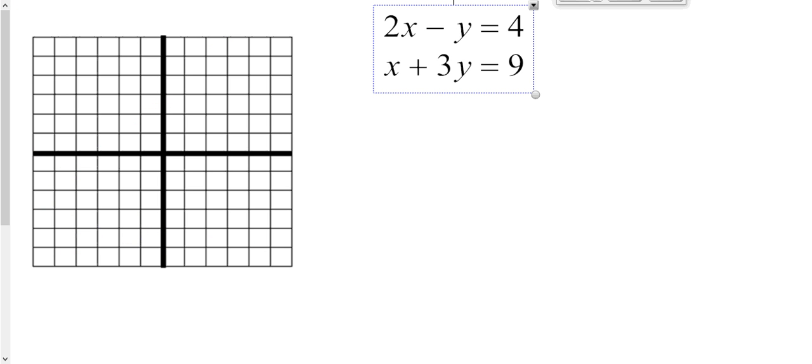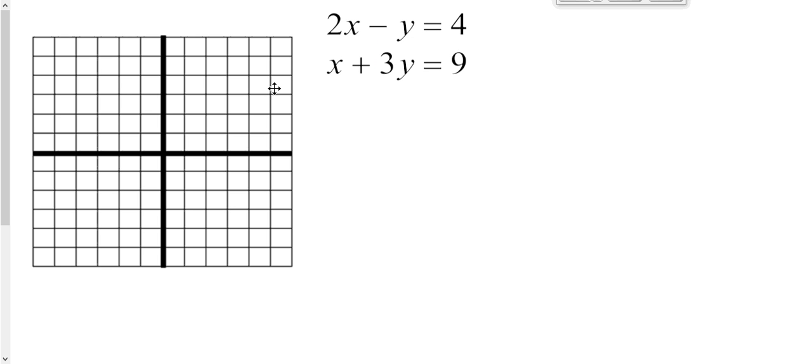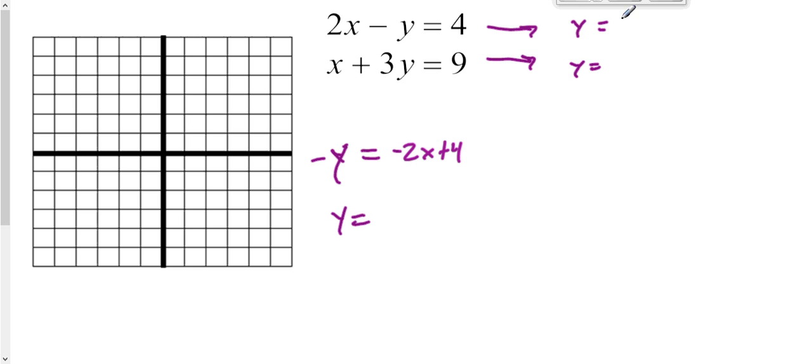If we don't have graphing form equations, honestly, we should probably use a different technique. Graphing should not be our go-to. But since that's what we're going to do, we're going to convert both of these into y equals equations and graph from there. This first one, we have to move the 2x to the other side. That leaves us -y equals -2x plus 4. Divide by a negative, and we get our y equals equation, 2x minus 4.